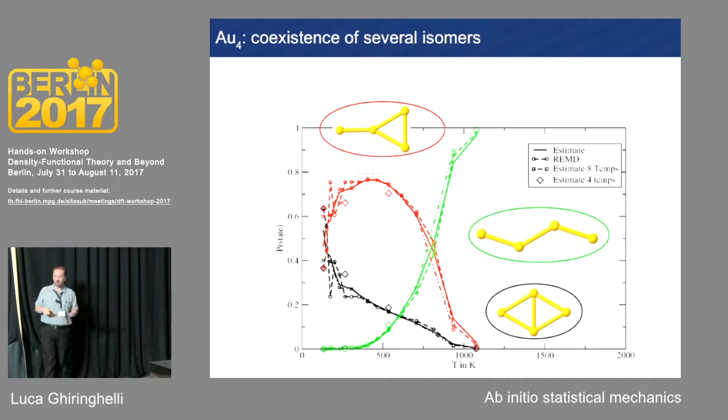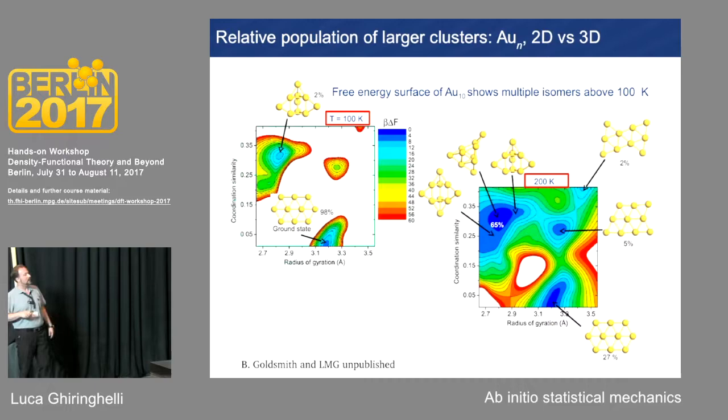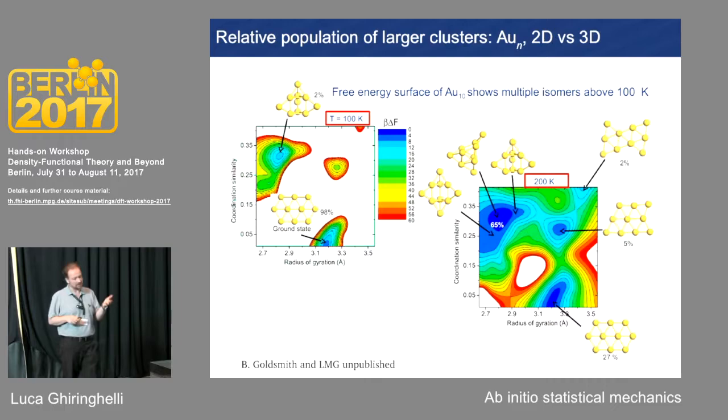This is a more involved exercise with the larger gold clusters in which we wanted to understand at which size the gold cluster undergoes the transition from 2D to 3D. This is quite a debated topic in the cluster community. And we wanted to spice up the discussion by adding temperature to it, like at what size and temperature the system goes from 2D to 3D.